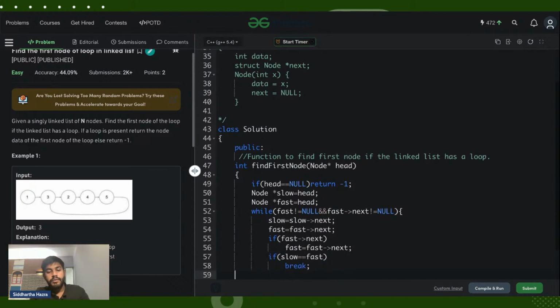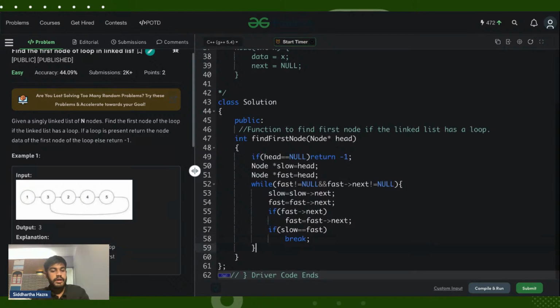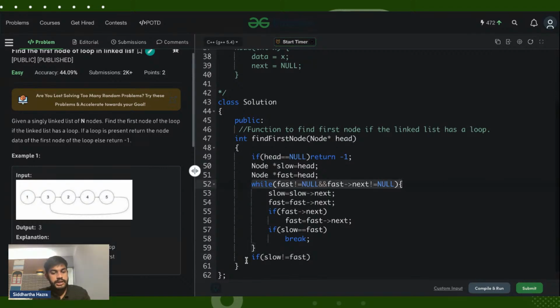Now we come to this point. If slow is not equal to fast, it might be a scenario where the loop condition got false and there is no loop. So if slow is not equal to fast, we would return -1. Now we reset the slow pointer to the very front, so slow would be equal to head.